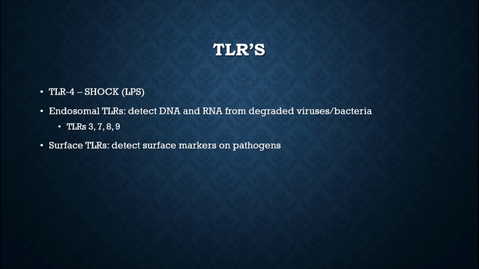We have two classifications of TLRs, those that are on the surface and those that are endosomal. Endosomal, as one would imagine, are going to recognize things that get phagocytosed and are inside of an endosome. So that requires the bacteria to have been broken down. So you're going to get exposure of things like RNA and DNA that the TLRs that are in endosomes are going to be able to recognize. And meanwhile, surface TLRs are going to detect all sorts of surface markers that are on pathogens or parasites.